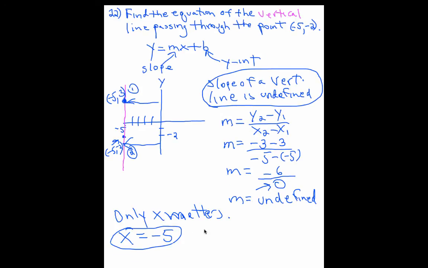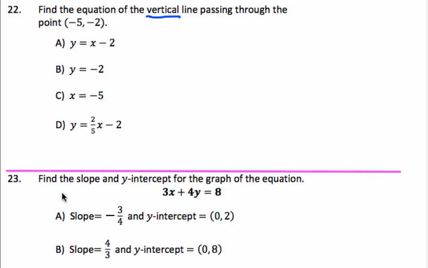So summarizing, for a vertical line, as we've just seen, the equation is going to be x equals some number. And it can be easily shown that for a horizontal line, the equation will be y equals some number. And so the answer is choice C, x equals negative 5.